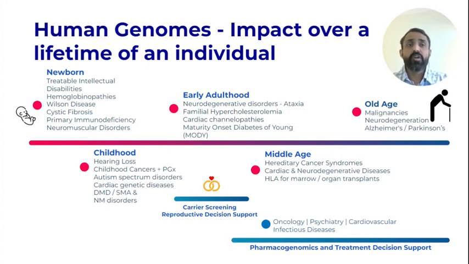And of course, there are points in time where you would want to look for carrier screening. When you want to have your family, you would want to look for whether you're a carrier, and whether your spouse is a carrier for a genetic disorder. It could be a very prevalent genetic disorder like thalassemia, or it could be a rare genetic disorder like Duchenne muscular dystrophy.